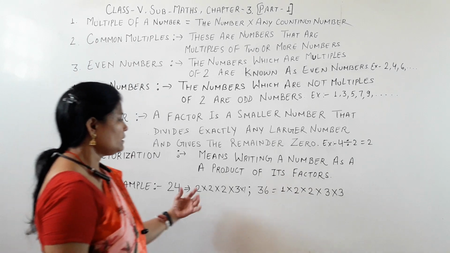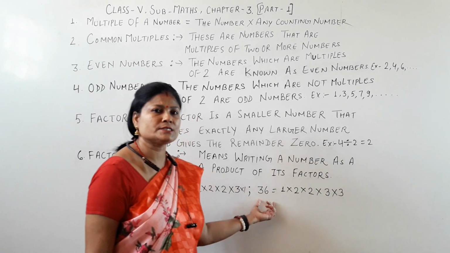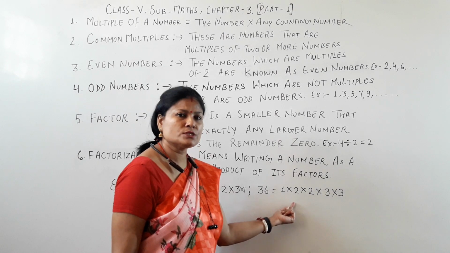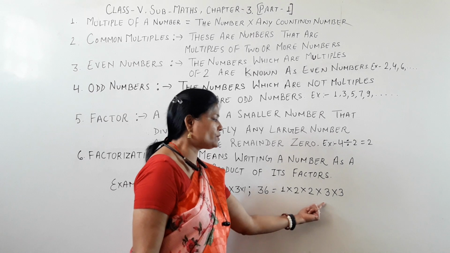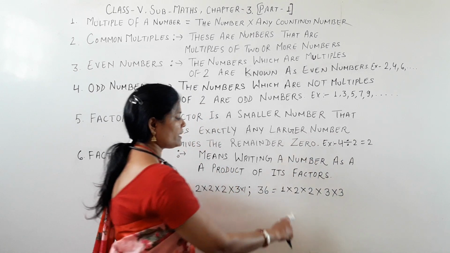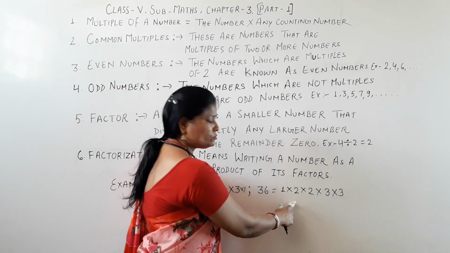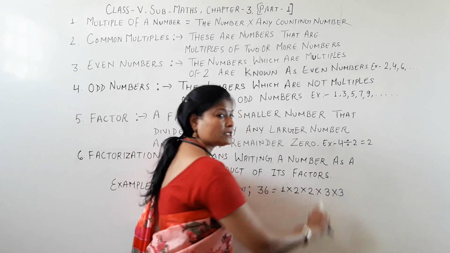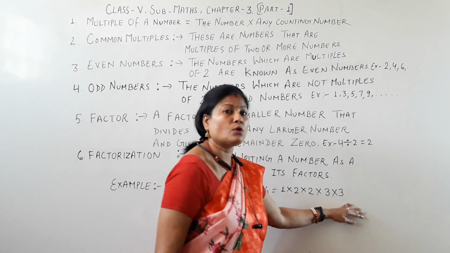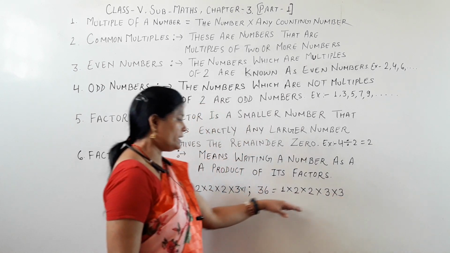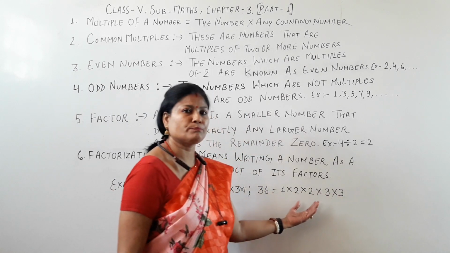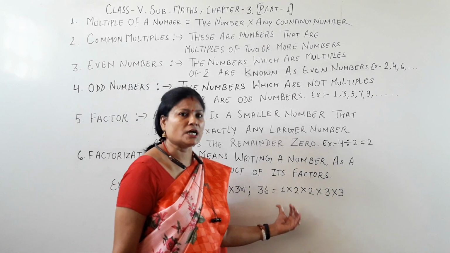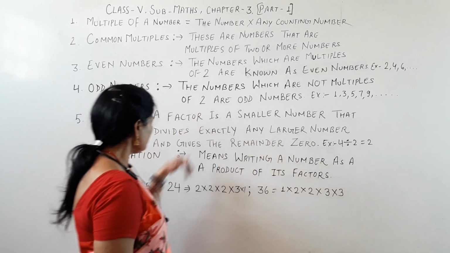Let's take one more example, 36. See children, 36 is divided by 1, 2, again 2, after that 3 and 3. So 1 multiply 2, 2 2s are 4, 4 3s are 12, 12 3s are 36. All these numbers are called factors, but if I arrange all these numbers as a product, it is called a factorization of 36. So we have done factorization.